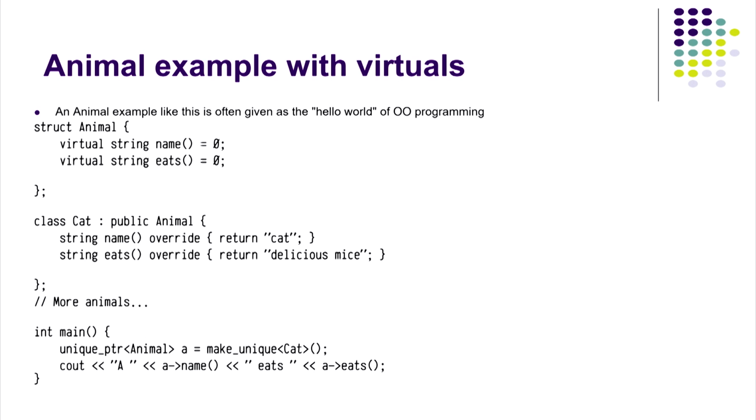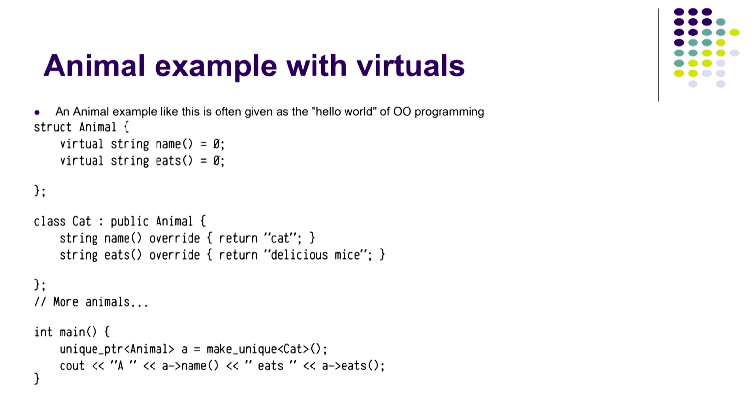So here's the traditional thing you learn in your object-oriented programming class. We have our struct animal, and it has name and eats methods that are both virtual, and cat overrides them. So now when I say unique_ptr<animal> a = make_unique<cat>, this prints a cat eats mice, because a->name uses the type of the actual object, which was a cat, and that's cat, and so forth, right?